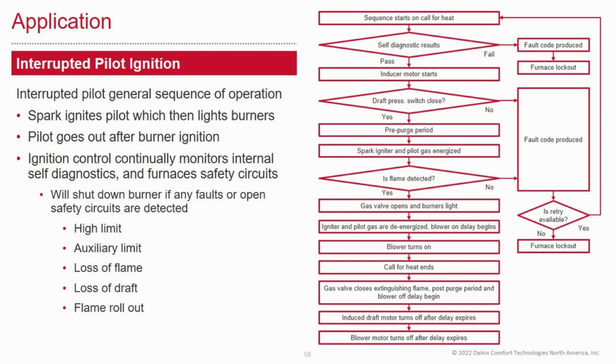The main sequence of operation on a call for heat is the same as the intermittent pilot ignition sequence, with the exception of, after the gas valve opens and the burners light, the ignition and the pilot gas are de-energized.